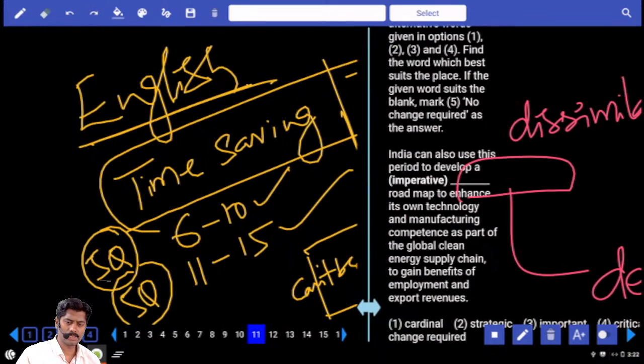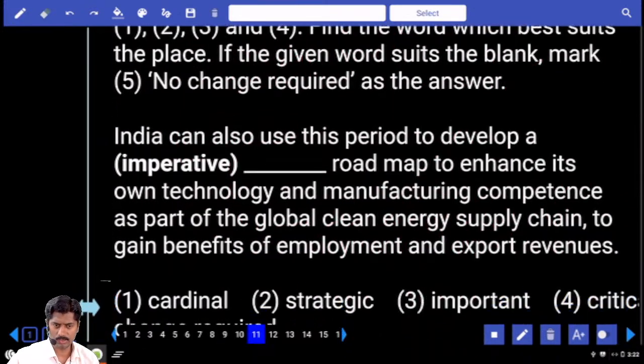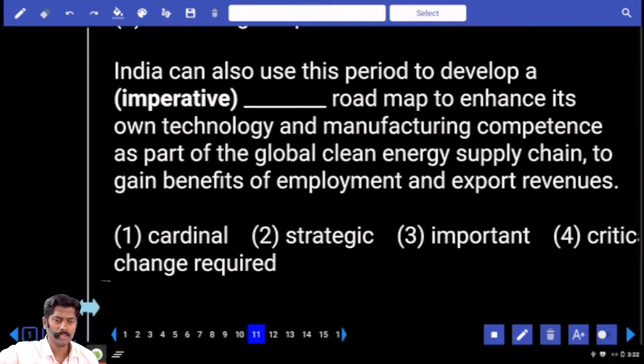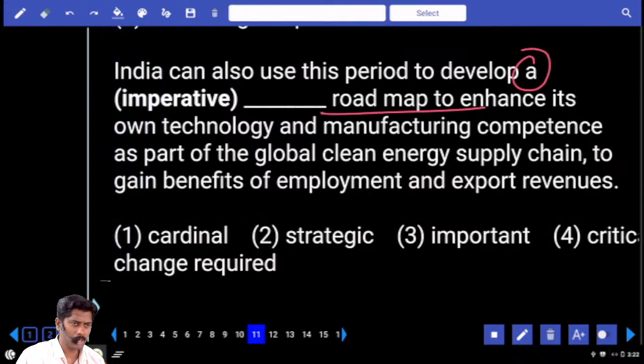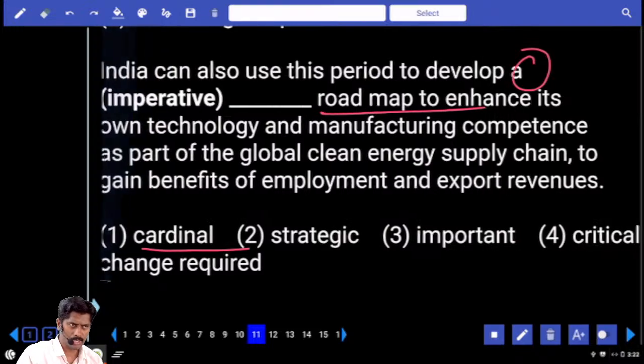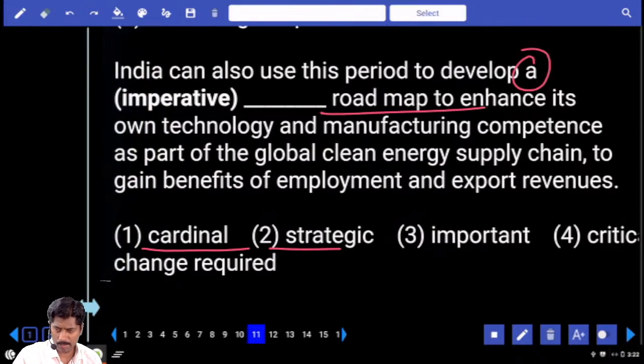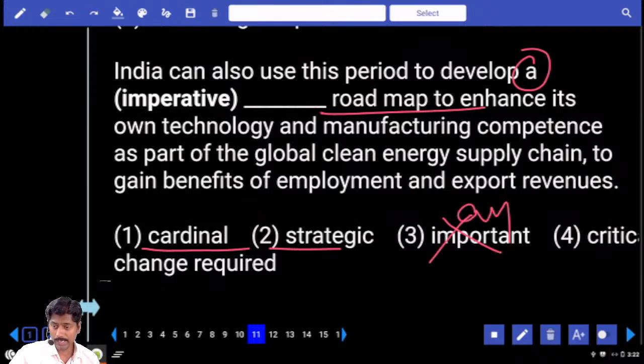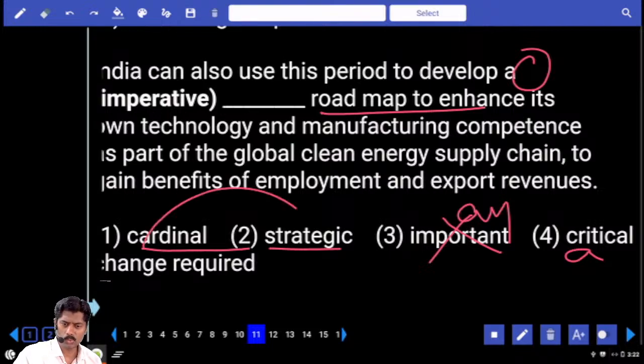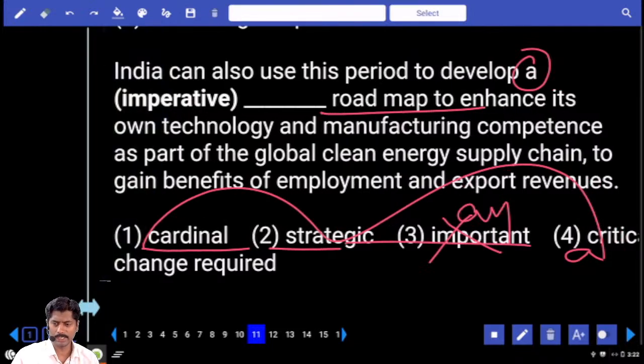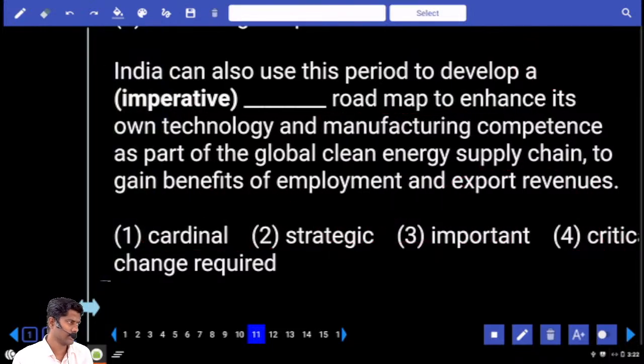Now 6 to 10 time saving, and the next 5 also time saving. India can also use this period to develop a dash roadmap. A imperative is grammatically wrong. A cardinal maybe, a strategic roadmap okay. A important is possible, I need an important. So a critical, okay. So the answer is 1, 2, 4. What do I need? Cardinal means basic, fundamental.